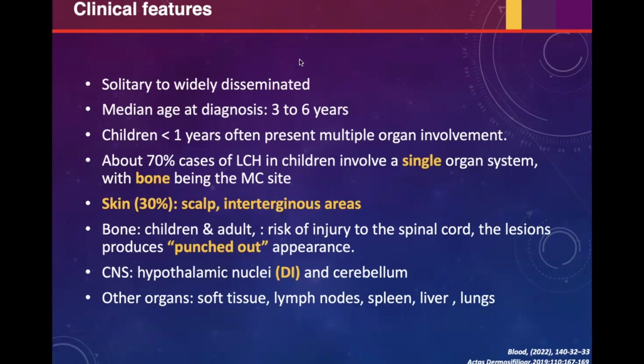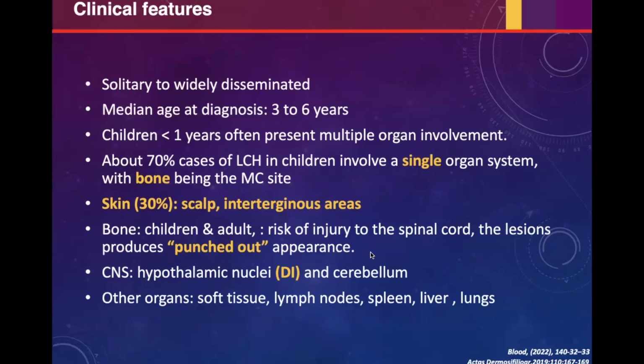The median age at diagnosis is 3 to 6 years old. Children below 1 year old often present multiple organ involvement, and about 70% of cases of LCH in children involve a single organ system, with bone being the main site. Here we can see that 30% belongs to the skin, especially in the scalp and intertriginous areas, and bone, in children and adults. They produce a risk of injury to the spinal cord.